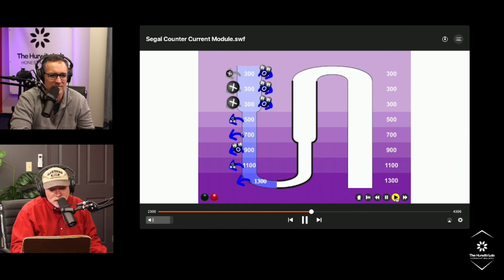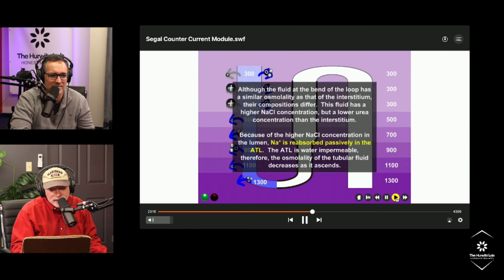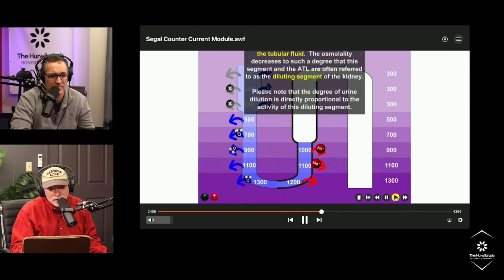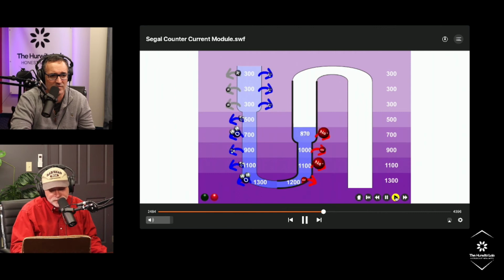Then all of a sudden, you're 1300 at that tip, but now what's happening is sodium can leave. And this is passive leaving of sodium. So they're correct. It's keeping the interstitium concentrated. And now you're coming into the active leaving of sodium. So even though they use the same icons, this is pumped, because you have a sodium potassium ATPase, and this is passive. Okay. And again, as the urine is being diluted, the interstitium is being concentrated.